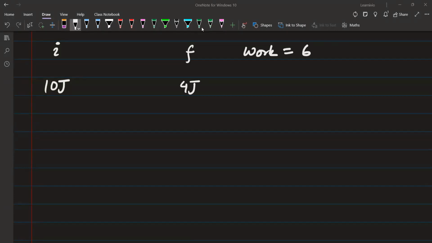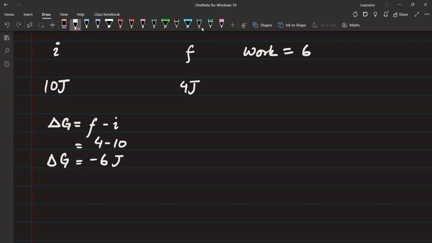But what is the change in energy in you? If I talk about that, I will write delta G. It is equal to final minus initial. So final it was 4 minus 10, which is equal to minus 6 joules. Does this make sense? Yes, sir. So there is a decrease in the energy of the person, and that decrease is shown by the minus sign. So if I want to calculate delta G, I can just say it is the negative of work done.